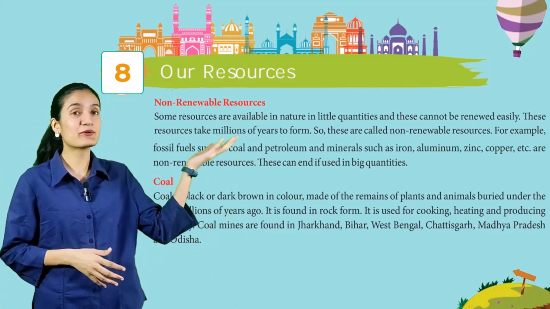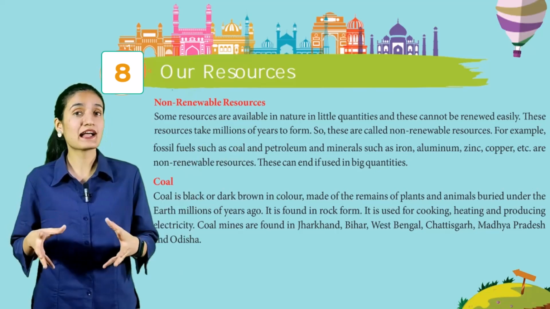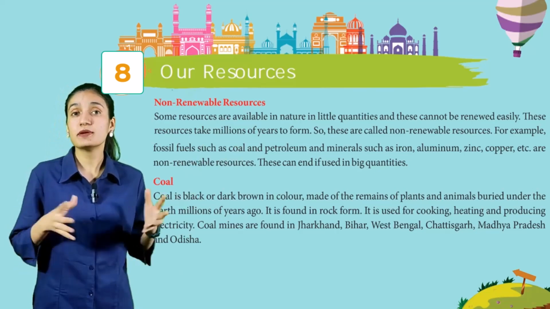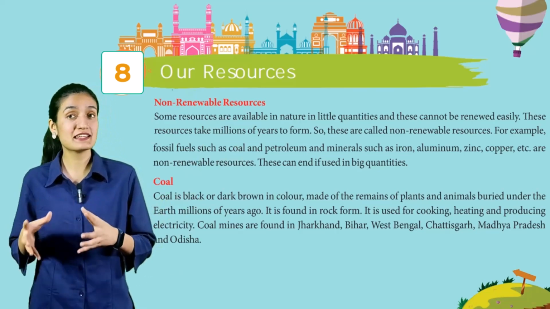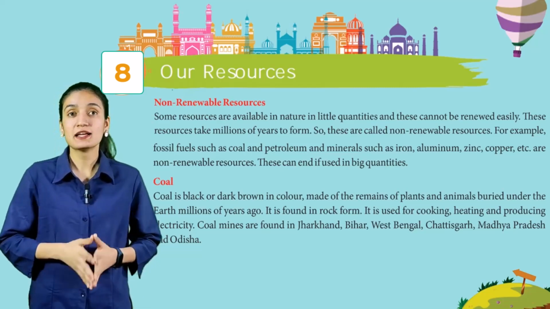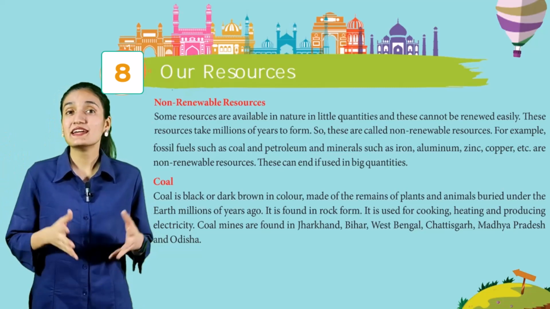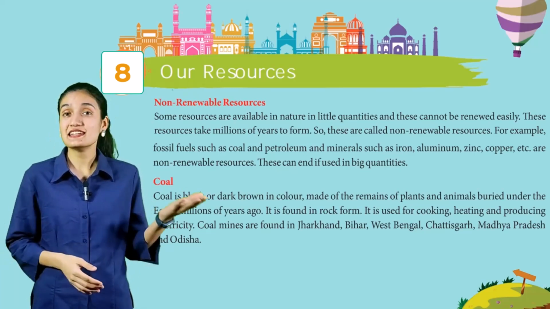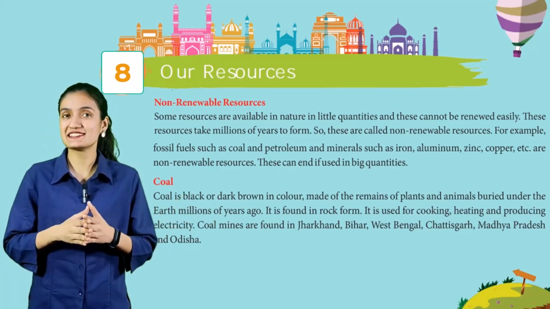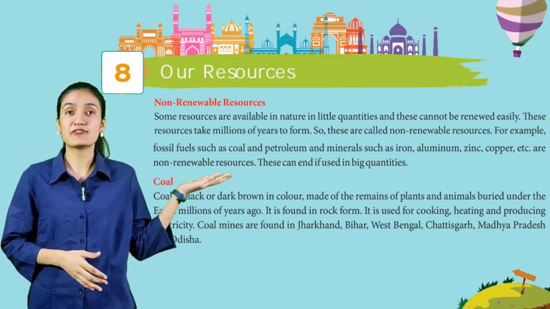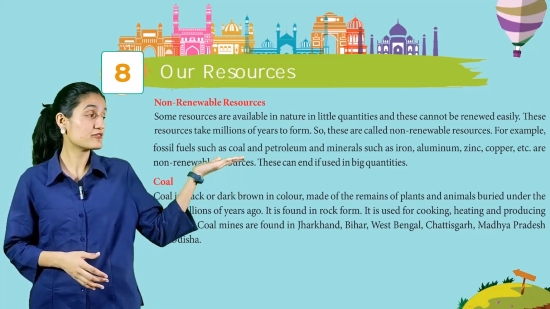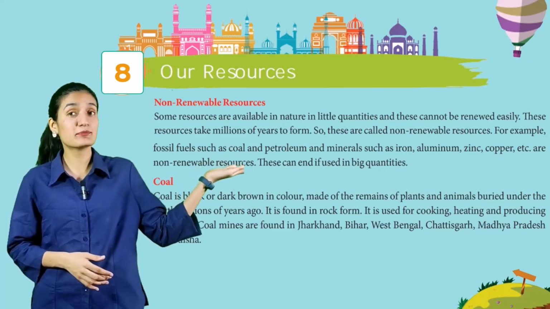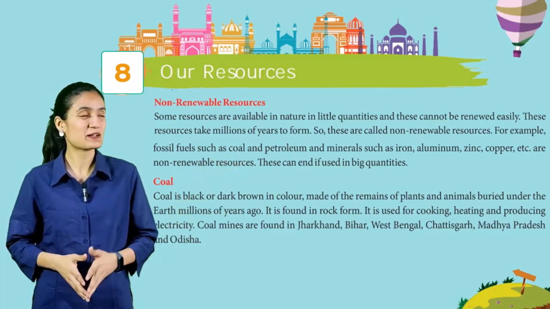Now let us read about coal. Coal is black and dark brown in color, made of the remains of plants and animals buried under the earth millions of years ago. It is found in rock forms. It is used for cooking, heating and producing electricity. Coal mines are found in Jharkhand, Bihar, West Bengal, Chhattisgarh, Madhya Pradesh and Odisha.